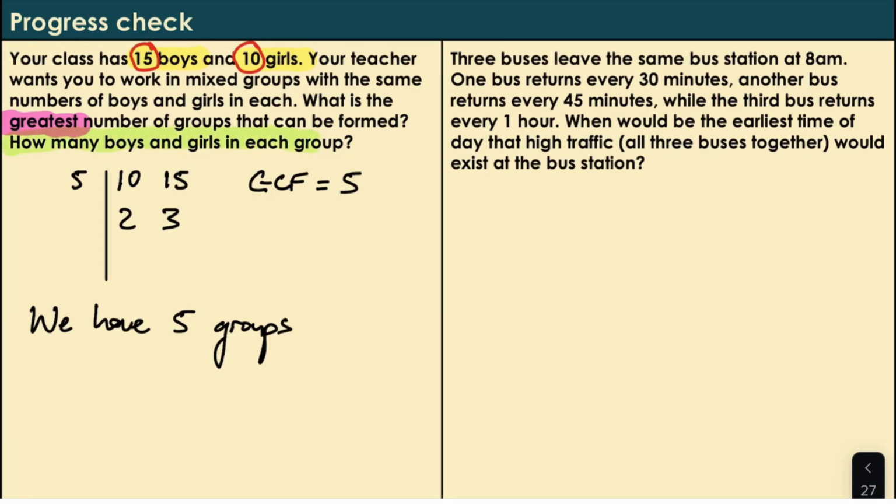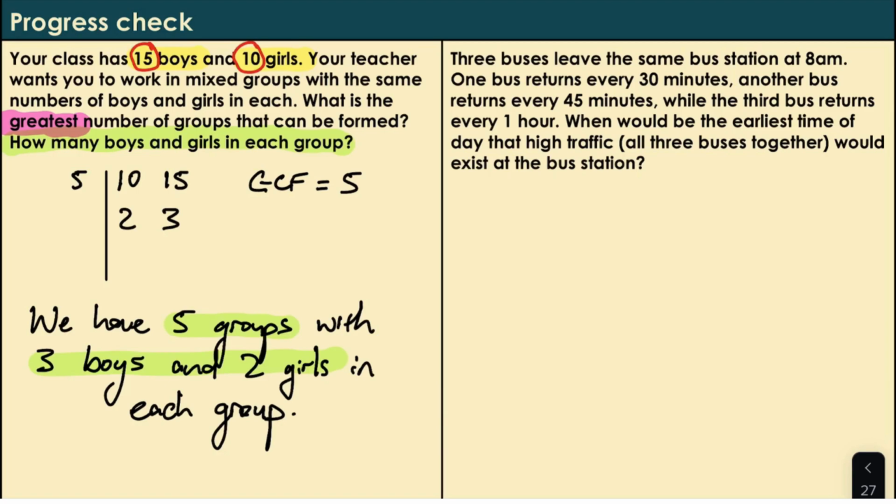How many boys and girls in each group? So we divide 15 boys by 5, 3 boys. And there are 10 girls, so 10 divided by 5 is 2. So 2 girls in each group.